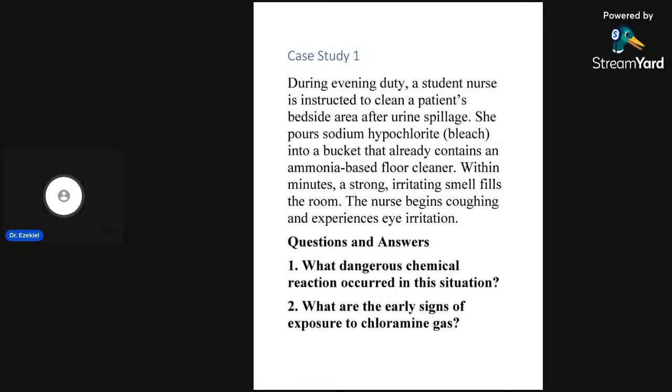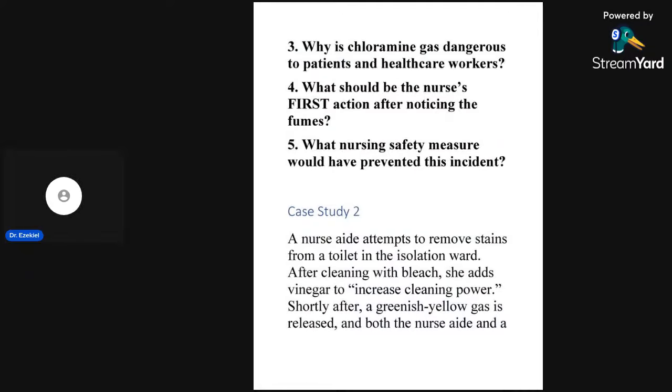When you're using deodorants, topical creams, or anything at all, just know that those things are chemicals, and depending on which is which, they can react to give something very toxic. So number three, why is chloramine gas dangerous to patients? Number four, what should be the nurse's first action after noticing the fumes? What nursing safety measures should be prevented? So those are the five questions, class.